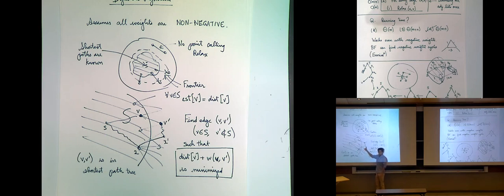And because the weights are non-negative, if I'm going to go from X prime to V prime, it's only going to add to my path length. Remember, if weights are negative, this argument breaks down. What if this had like a minus infinity edge in it? Or this had a really big, like minus a million? Then this argument breaks down.